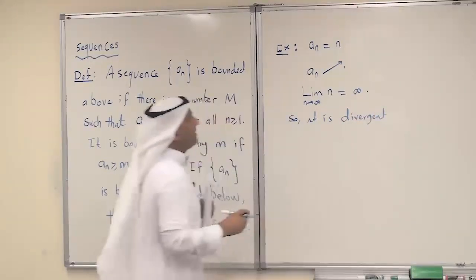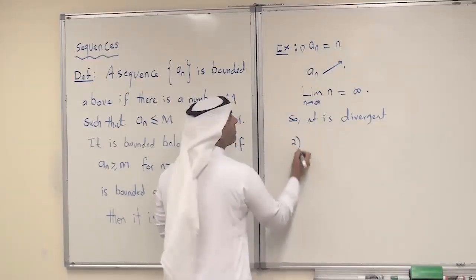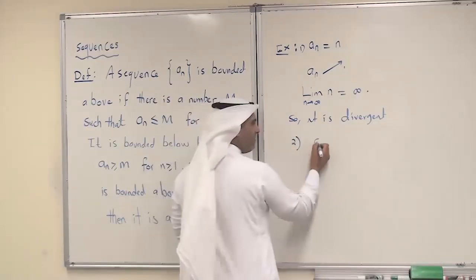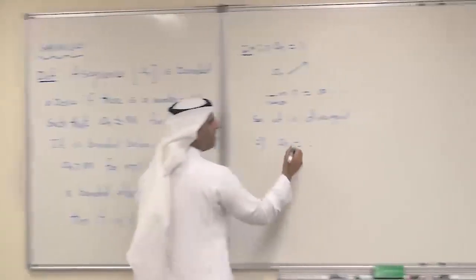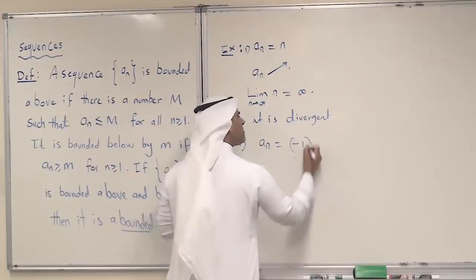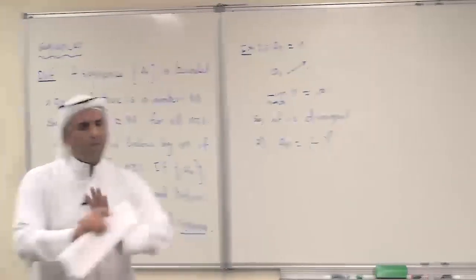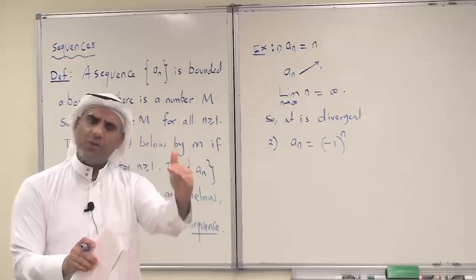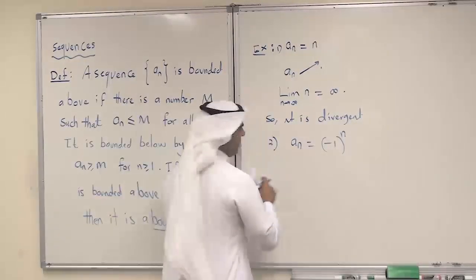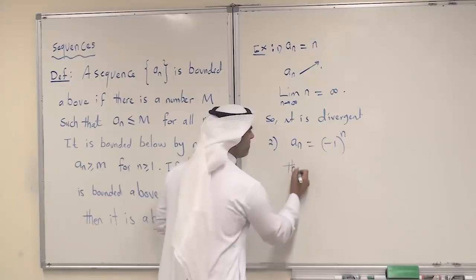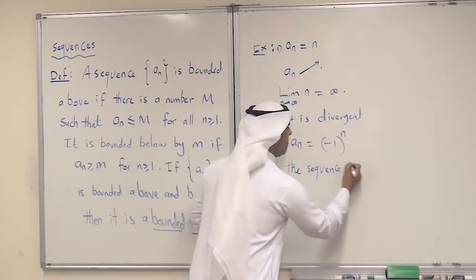Let us take another example. This is, let's call it, 1. Let's call this one 2. We may have a bounded sequence like (-1)^n. You know, (-1)^n is always between -1 and 1. All elements are greater than or equal to -1 and less than or equal to 1. So the sequence here is bounded.